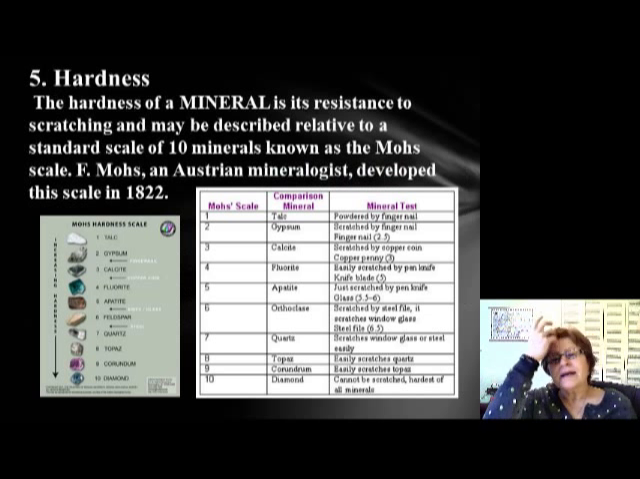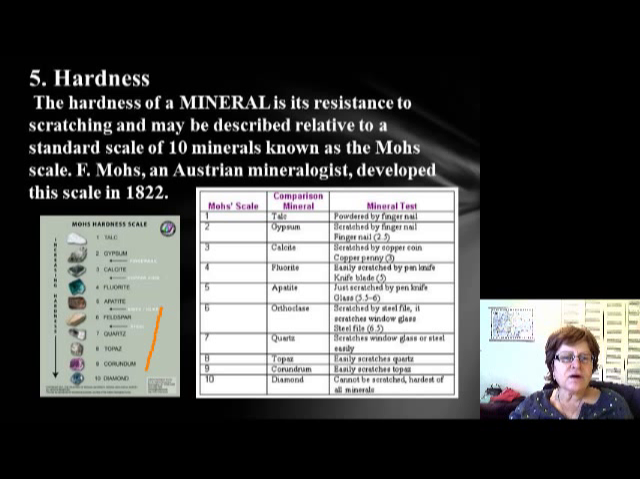The next one is the hardness. The hardness is the mineral's resistance to scratching. We decide it relative to the standard hardness scale, which was made by Mohs, and you can see it right here. And you don't have to know this whole scale. I want you to know 1, which is talc, 7, which is quartz, and 10, which is diamond. So just know the 1, which is talc, the 7, which is quartz, and the 10, which is diamond.